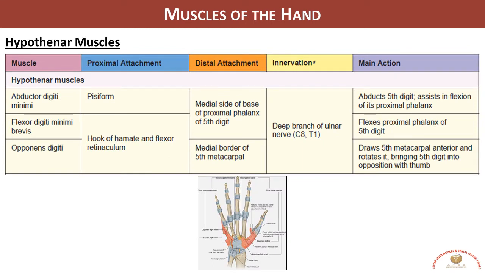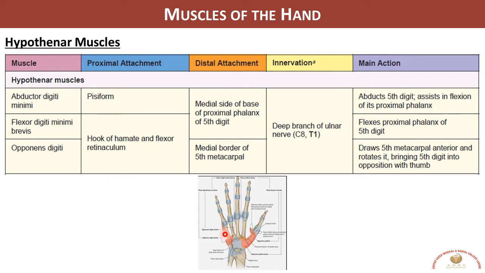Now coming towards the hypothenar muscles. The hypothenar muscles produce the hypothenar eminence on the medial side of the palm and move the little finger. Okay, these muscles are in the hypothenar compartment with the fifth metacarpal. The attachments are, you can see here, the abductor digiti minimi, which is the most superficial of the three muscles forming the hypothenar eminence.